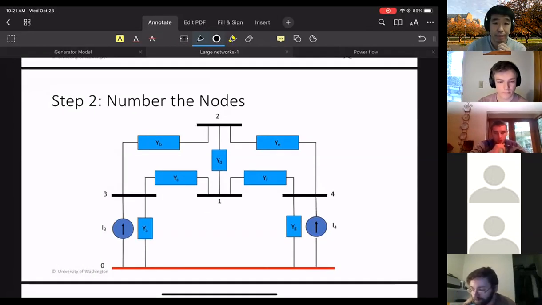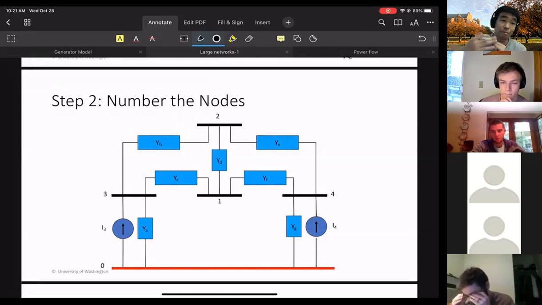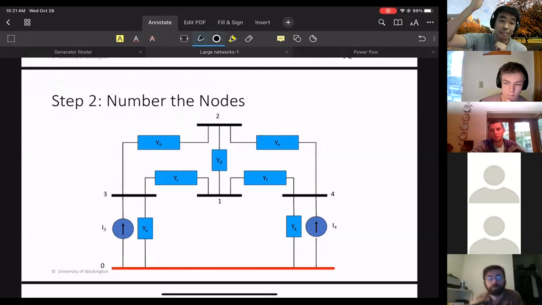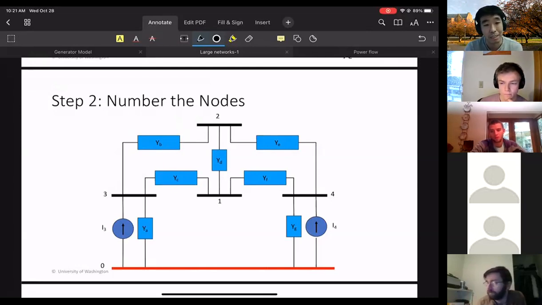When you're choosing your reference voltage, you chose the one on the bottom there. Is that because that's where most of them met? Yeah, so it doesn't matter which one you pick, we just pick this one. We need to pick one, and it's convenient, we drew it vertically. Just pick the bottom one as reference, but you can pick any other one if you want.